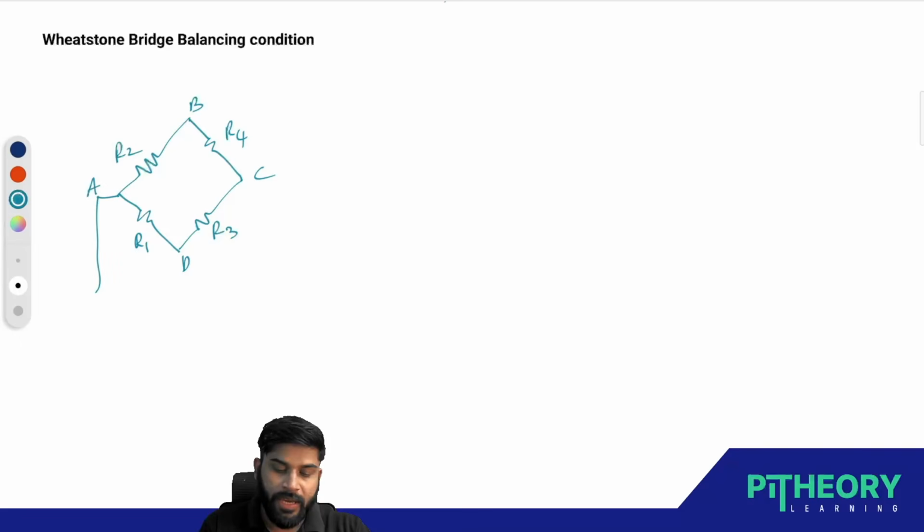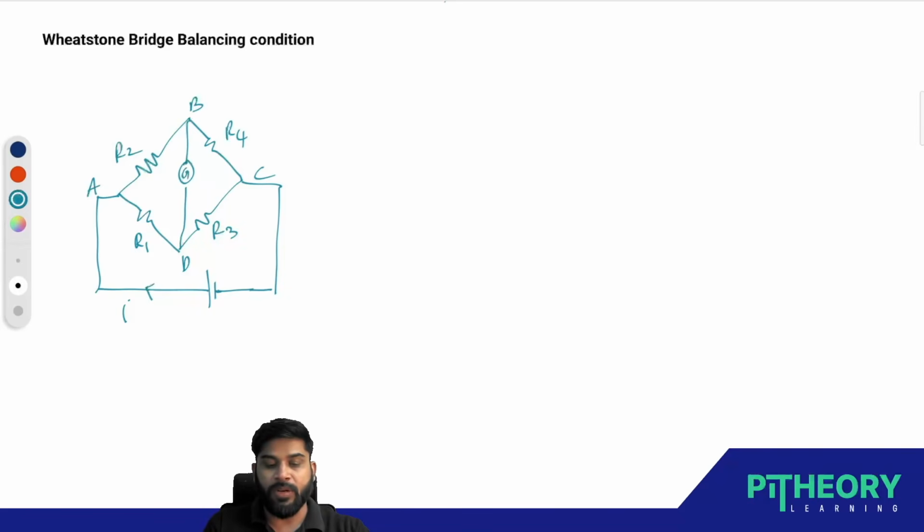Between these two points A and C, you're connecting a cell, because of which a certain current I will pass through. Now let's say between B and D, you're connecting a galvanometer having resistance capital G. The current I at junction A splits into I1 and I2. Now I2 at junction B splits into two: a certain current IG passes through the galvanometer, and the remaining I4 passes through R4. So I4 is nothing but I2 minus IG.